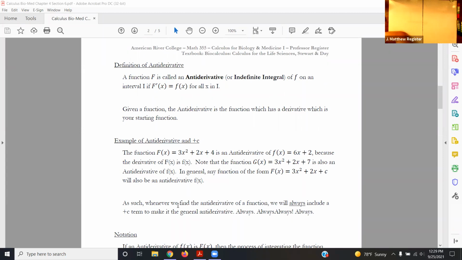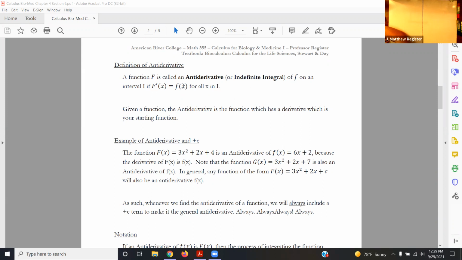Whenever you take an antiderivative, you should have a plus c term at the end. Note, this is only for indefinite integrals. Once we get to definite integrals next chapter, we'll be dealing with different stuff. But if we're talking about the antiderivative or indefinite integral, we always have plus c.